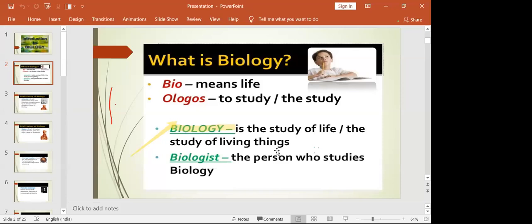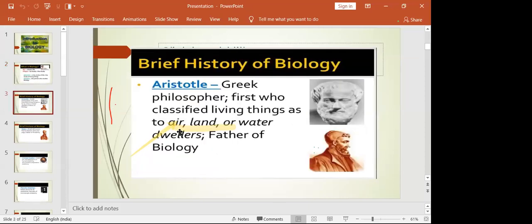Let us see the history of biology. Look at the screen, children. A brief history of biology. See here, the person Aristotle. Look at this picture. He is the father of biology, and also a Greek philosopher, who first classified living things as air, land, or water dwellers. That is the reason why we consider this person the father of biology.